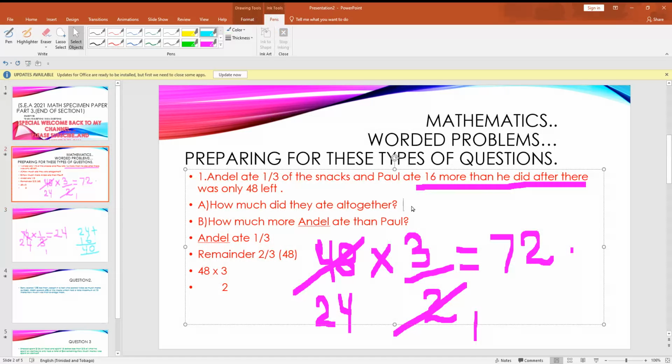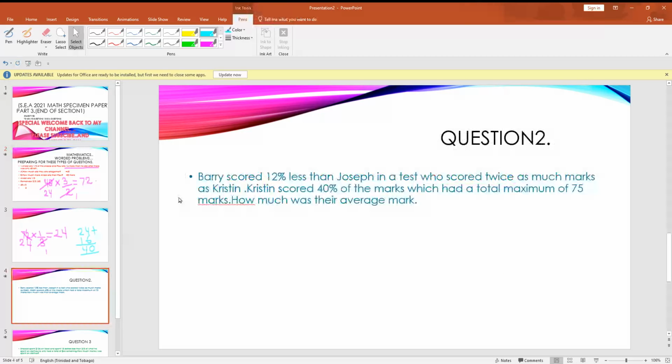How much did they eat altogether? We add the 24 and the 40 together. And for this part, when they ask how much more did Andel eat than Paul, 24 against 16, the answer will be 8. 8 more. So now we go into question 2.